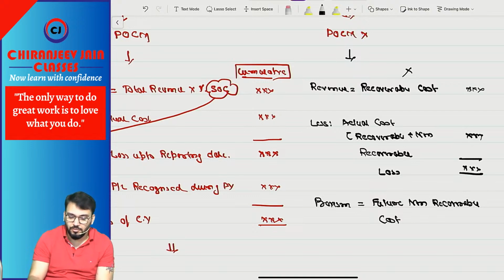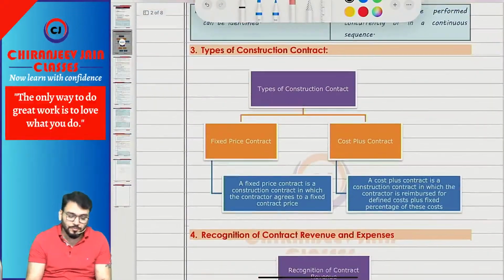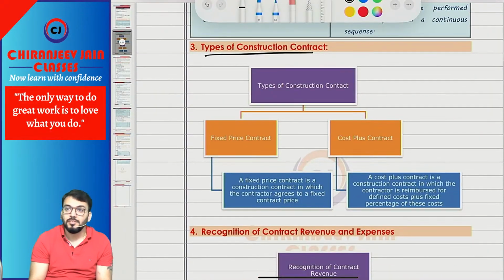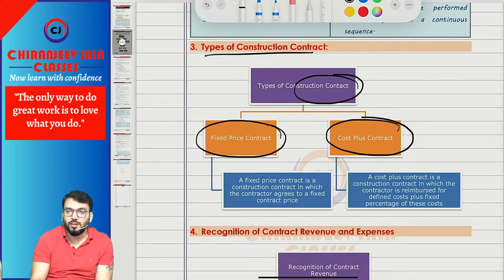Done? Chalo. Now let us read AS 7. Now come to types of construction contract. For revenue recognition, construction contracts have two types: one is fixed price contract, one is cost plus contract.